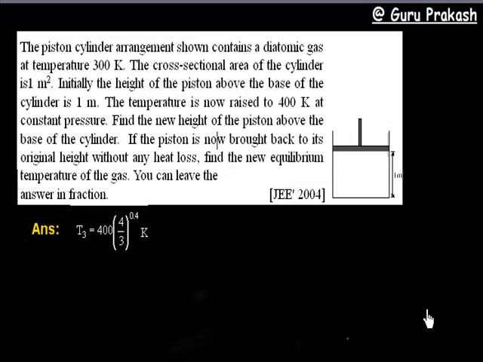Okay, let us discuss this problem. So this says we have a piston cylinder arrangement. This is the cylinder and this is the piston, and the initial height of this piston from the base is 1 meter, that is given to you, and this contains a diatomic gas at temperature 300 Kelvin.